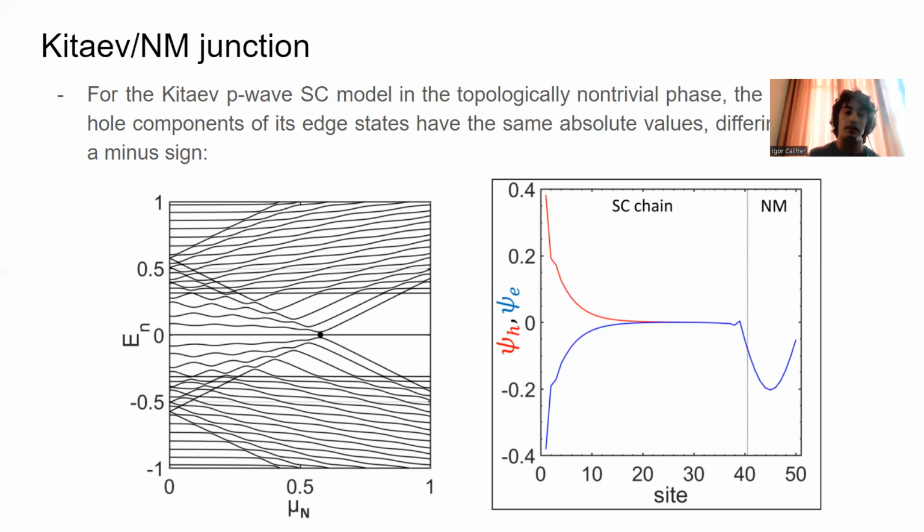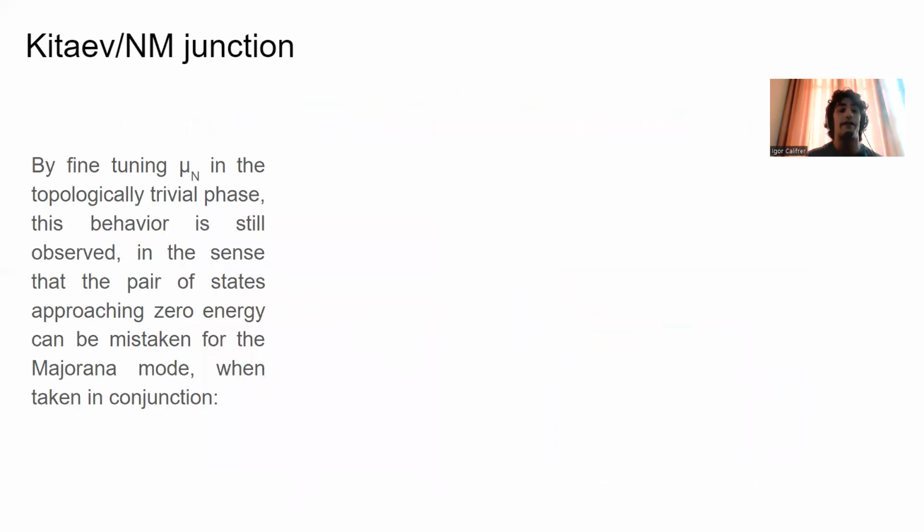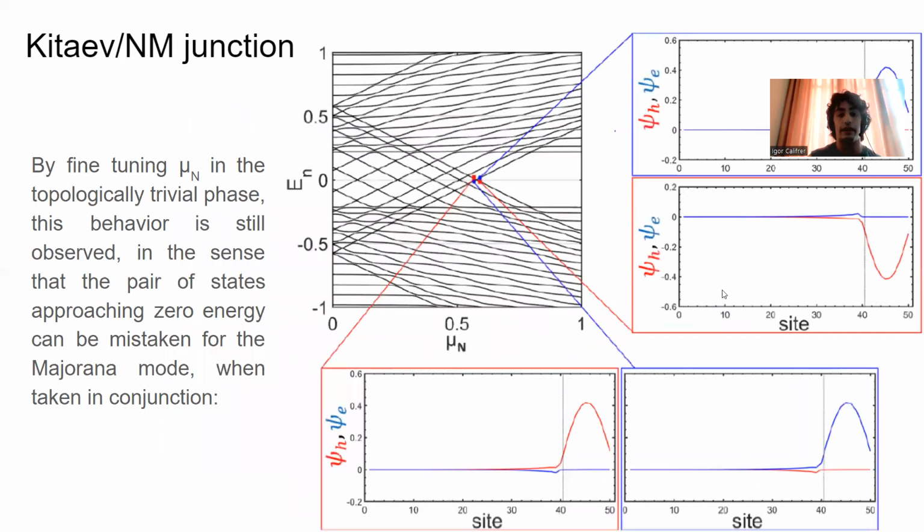In the topologically trivial part for the Kitaev NM junction, we have fine-tuned the chemical potential of the metal, and you see here on the upper left how the energies vary as a function of the chemical potential of the normal metal.